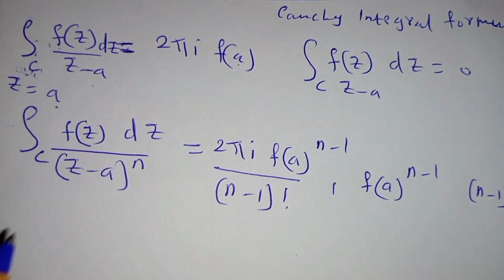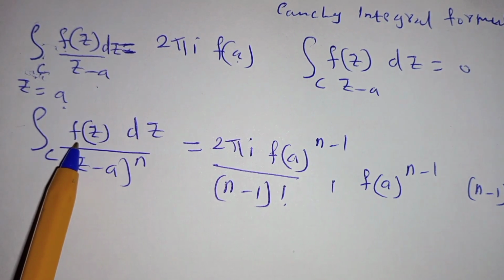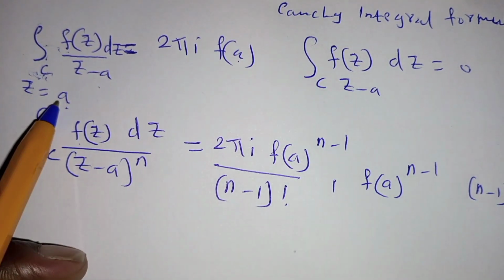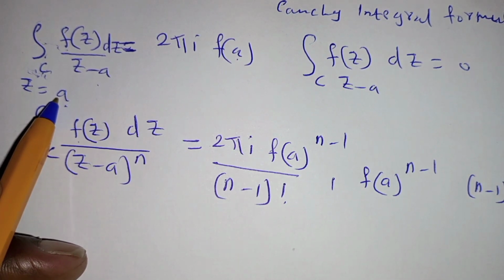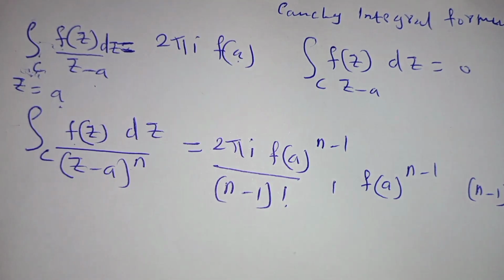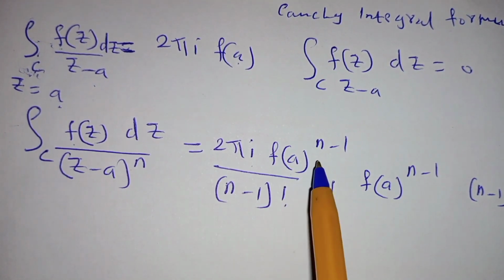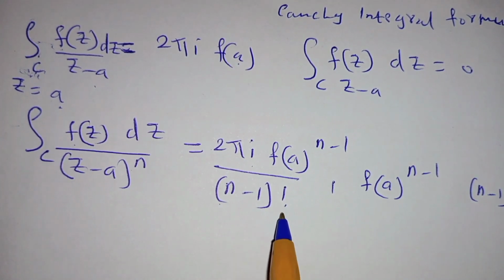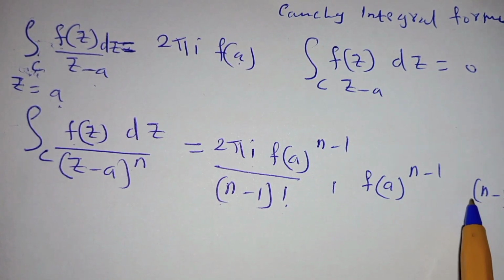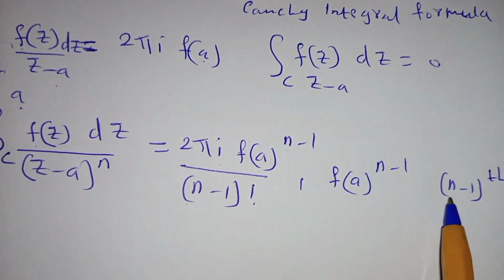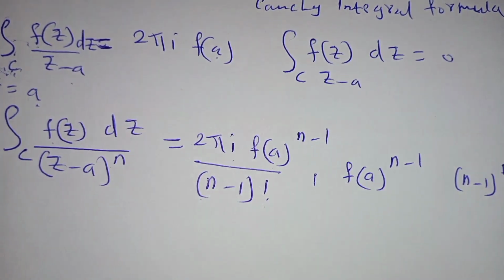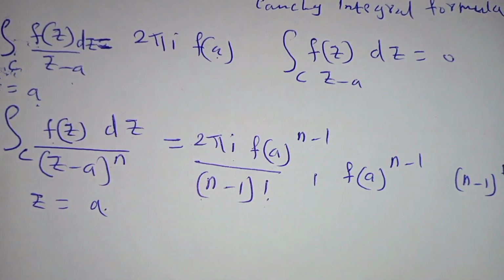Now, in general, if f of z is analytic on and inside a contour C, and z is equal to a point a inside, then the integral of f of z over z minus a, everything to the power n, is equal to 2 pi I multiplied by f of a to the power n minus 1 divided by n minus 1 factorial, whereby f of a to the power n minus 1 is the n minus 1 th derivative of the given function f of z at z is equal to a.